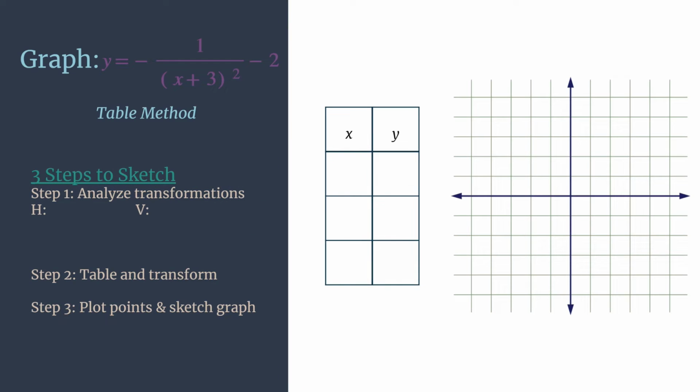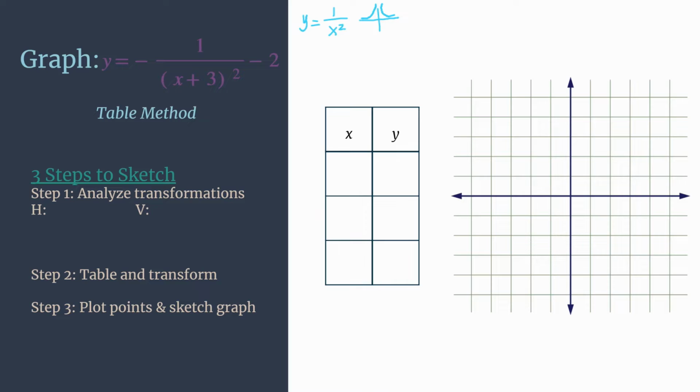All right, here's our equation and our outline. And before we start step 1, where we analyze our transformations, let's remind ourselves what this parent graph looks like. So the parent graph is y equals 1 over x squared. And this is the one we nicknamed volcano. It has curves. It's not a very good sketch. It has curves in the first and second quadrants.